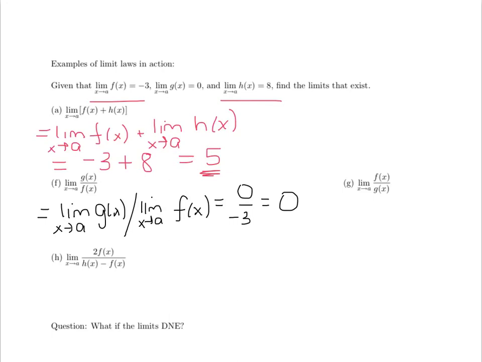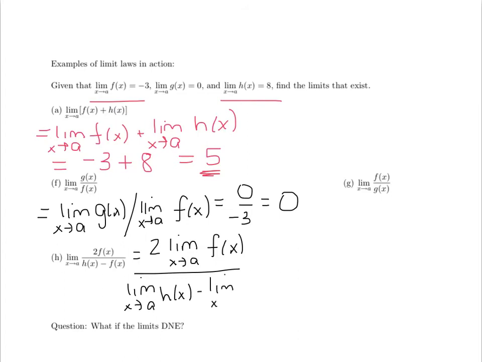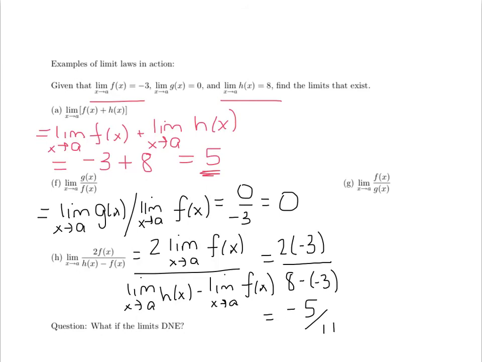That's the limit as x approaches a of 2 times f of x. So this is 2 times the limit as x approaches a of f of x. And then divide that by the limit as x approaches a of h of x minus the limit as x approaches a of f of x. So it's just splitting everything up into little pieces. We're going to plug all these numbers in. This is 2 times -3 over 8 minus a negative 3, and so you get negative 5 over 11. Negative 6, I guess. 2 times 3 is 6.